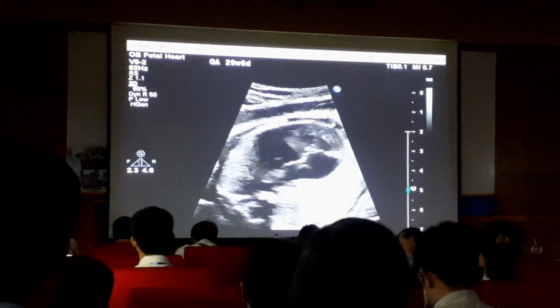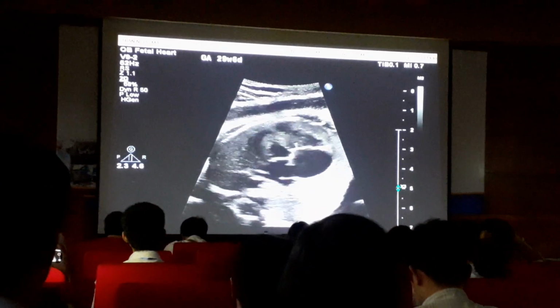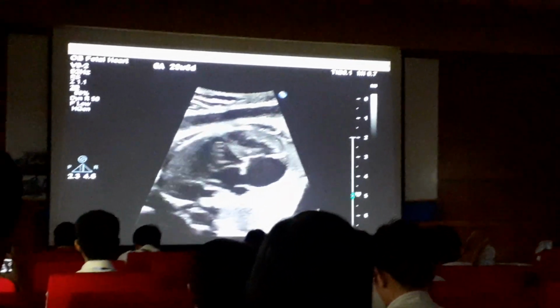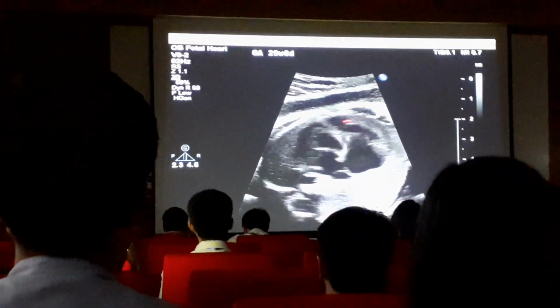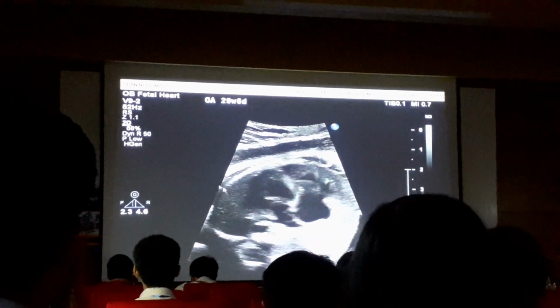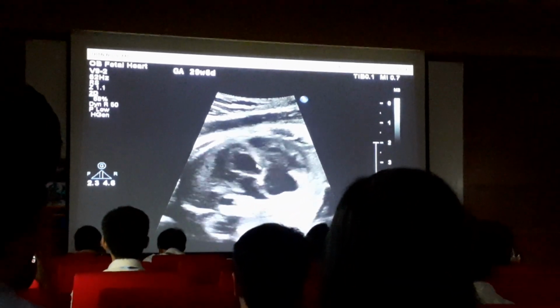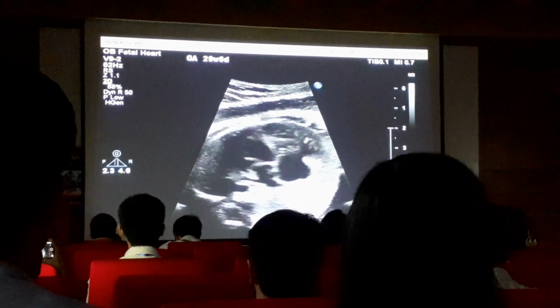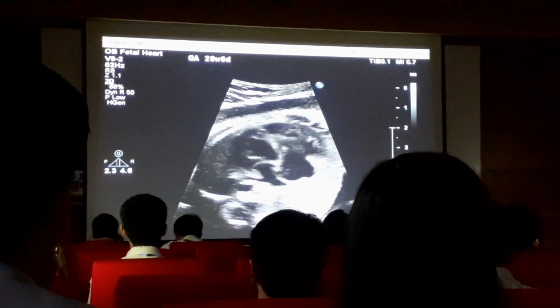So as far as screening, this already looks abnormal to me. The heart looks like it's occupying more than 1/3 of the chest. The cardiac axis looks like it's off a bit.